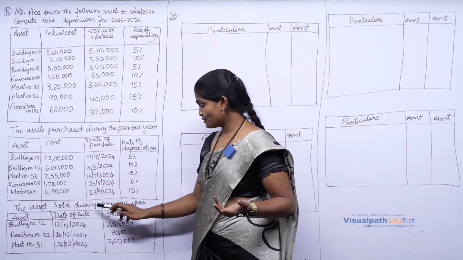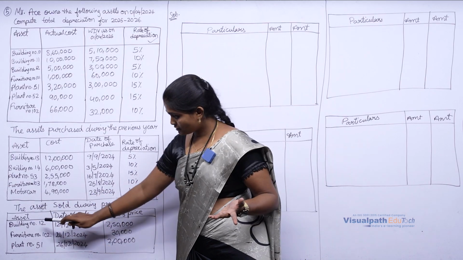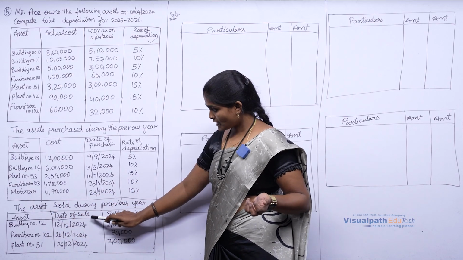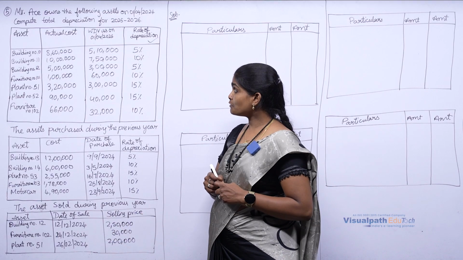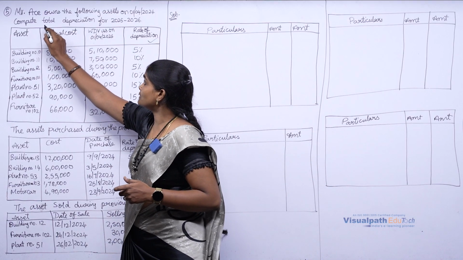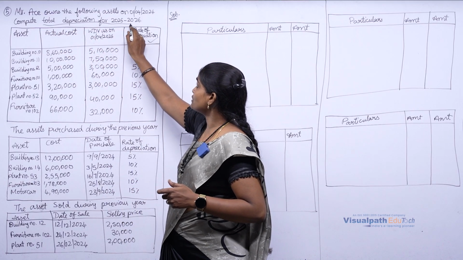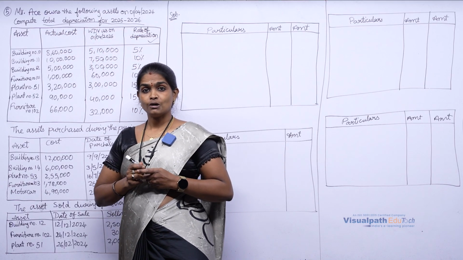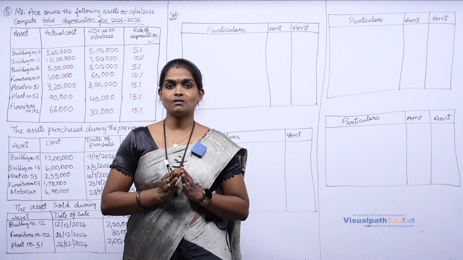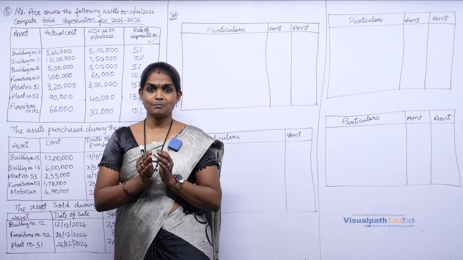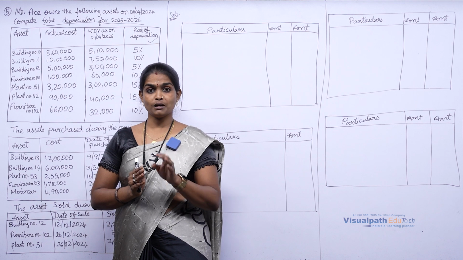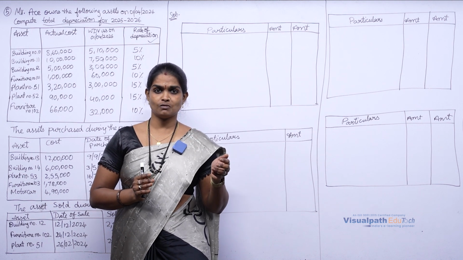Next, the assets sold during the previous year. 3 assets have been sold, and date of sale and selling price is also given. Now, what we need to calculate? We need to calculate the total depreciation for the year 25-26. Now, here we all know that we don't calculate depreciation for individual assets. We group them together depending upon the nature, and depending upon the nature, the rate of depreciation will be calculated.